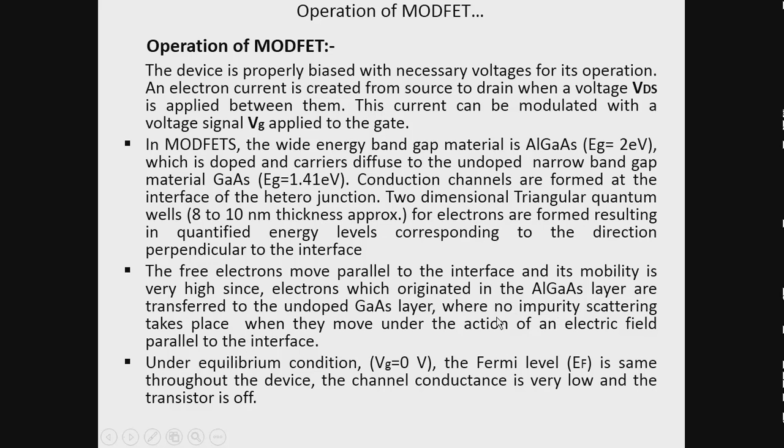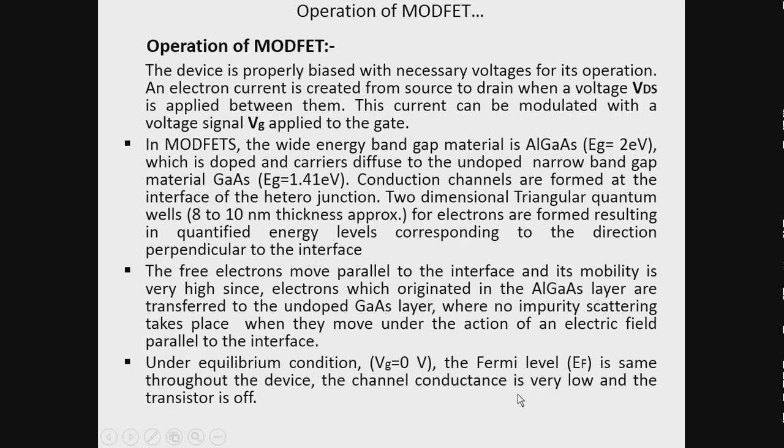So there is no impurity scattering that takes place when they move under the action of an electric field parallel to the interface. Now we will see what are all the conditions which govern the operation of this device. Under equilibrium condition, that is when the gate voltage is not applied, it means that the gate voltage is 0 volt. The Fermi level EF is the same throughout the device.